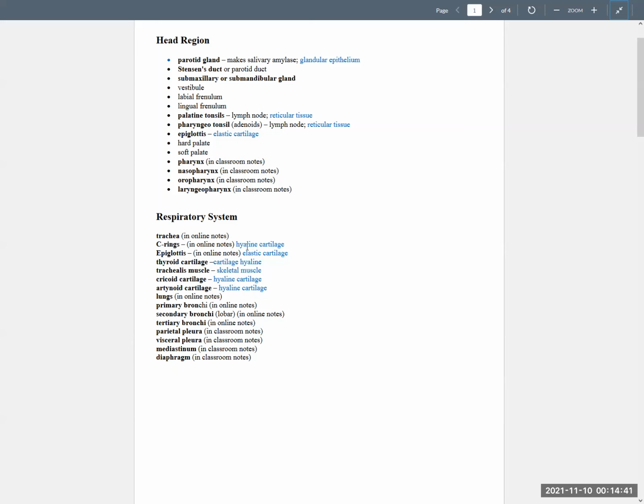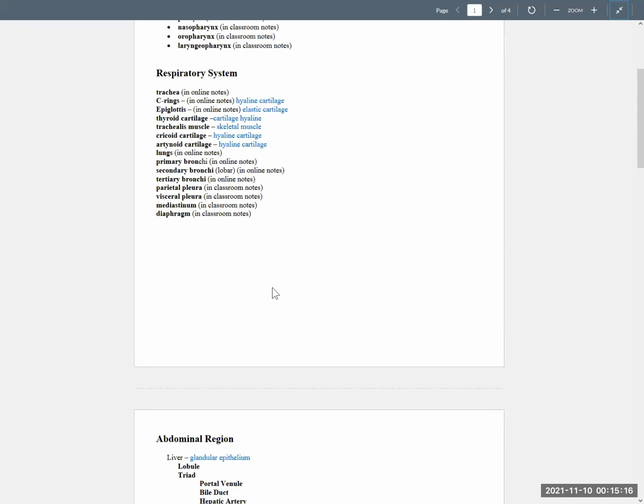But the C rings are made up of hyaline cartilage. The epiglottis is made up of elastic cartilage. The thyroid cartilage, or Adam's apple, is also made up of hyaline cartilage. Okay. Trachealis muscle that allows you to swallow is made up of skeletal muscle. So you want to commit these to memory, and it doesn't take a powerful memory to do this at all. You don't have to have a lot of memory space available. A lot of these are pretty straightforward.